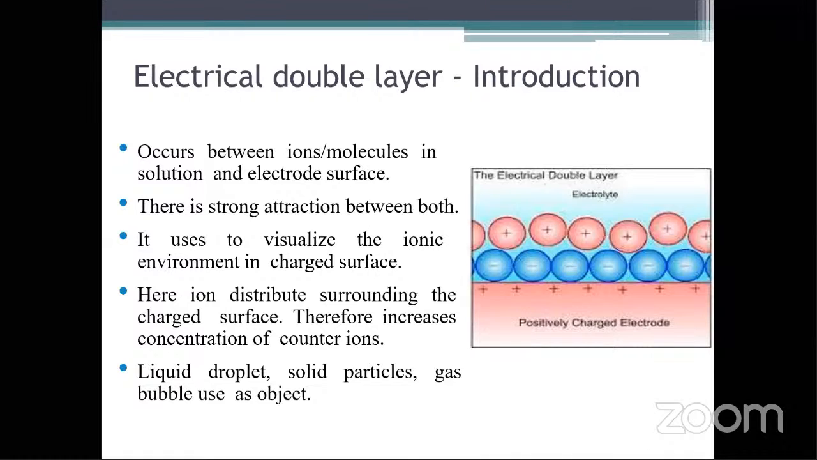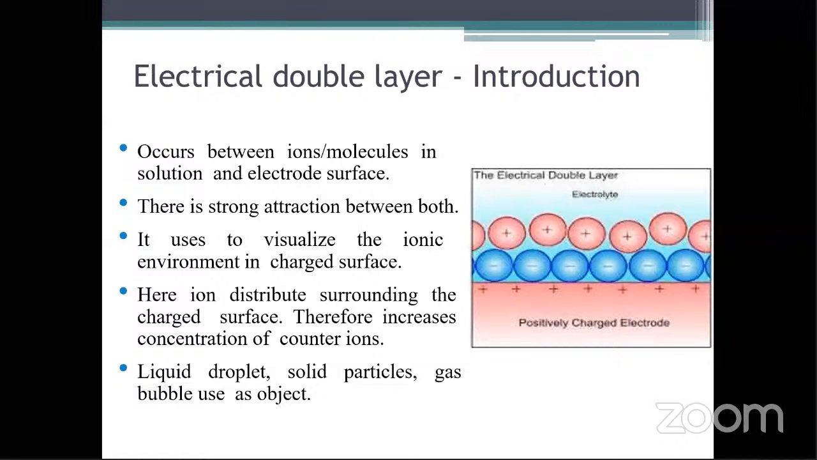Electrolyte present in solution, or functional group present on the surface of that particle, and difference in the dielectric constant. Like that, different reasons are there for the charge present on the interface. That may be solid liquid interface, that may be solid solid interface. So what is the meaning of electrical double layer?